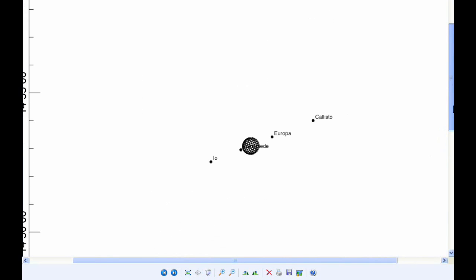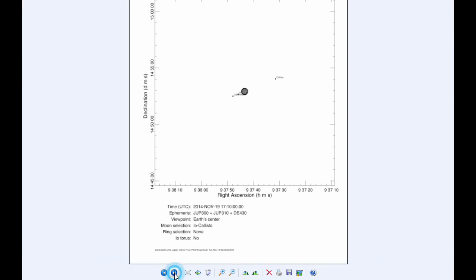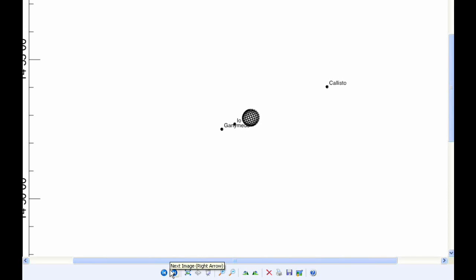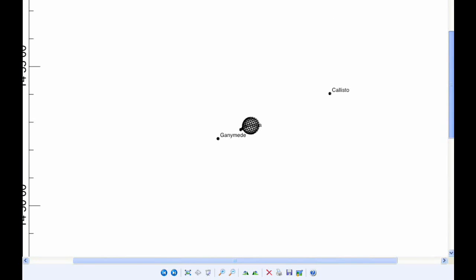At 12:43, Europa disappears into the shadow of Jupiter. At 17:10, Io's shadow appears on the disk of Jupiter. At 18:04, Europa reappears from behind Jupiter.